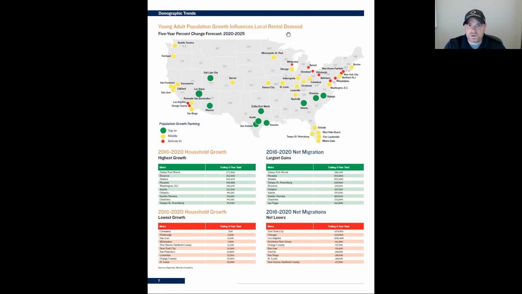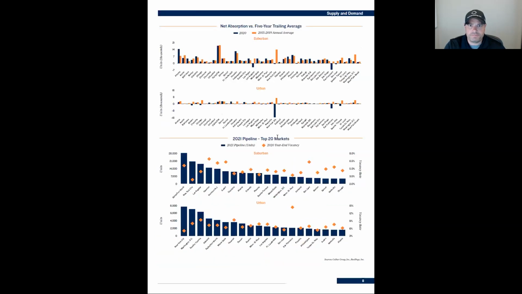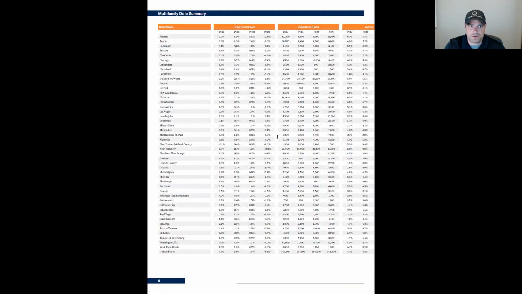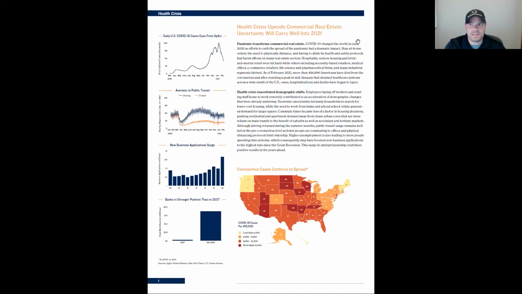Here you have population growth influences and local rental demand. There's your absorption, so your supply. There's a lot that you can obtain from this. So let me get out of that.